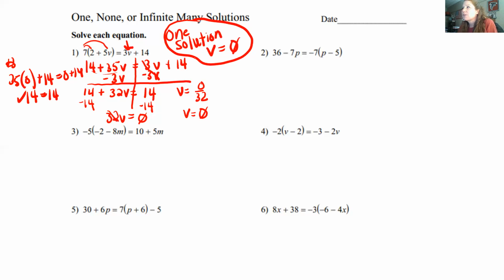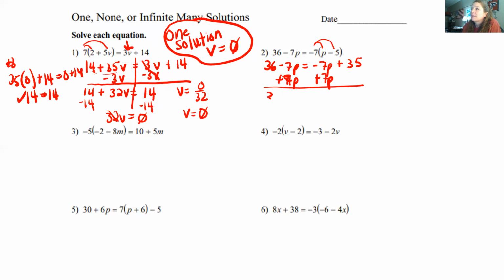All right, let's go on to number 2. Number 2, we're going to distribute that -7 on the right side of the equal sign. So -7 times p is -7p. -7 times -5 is positive 35. So I have variables on both sides of the equal sign. To get rid of this -7p, I'm going to add 7p to both sides.